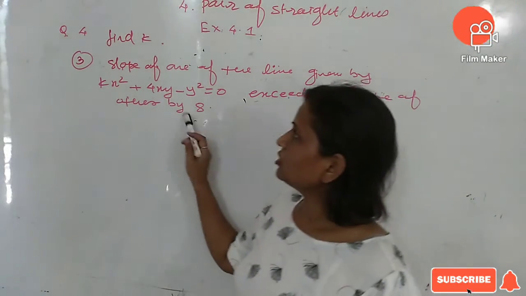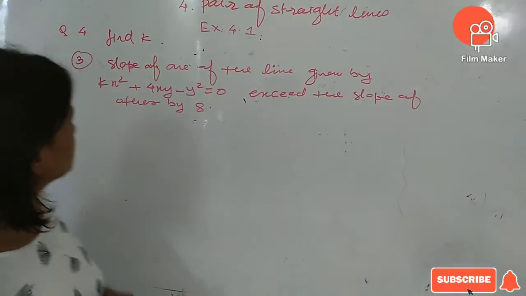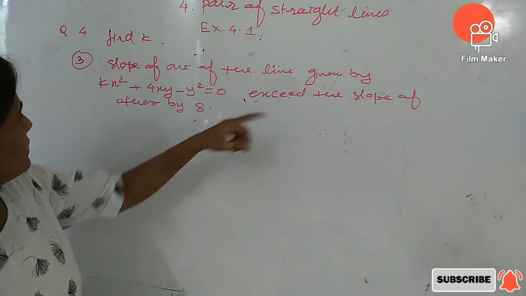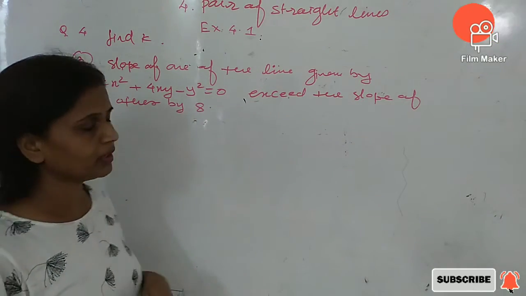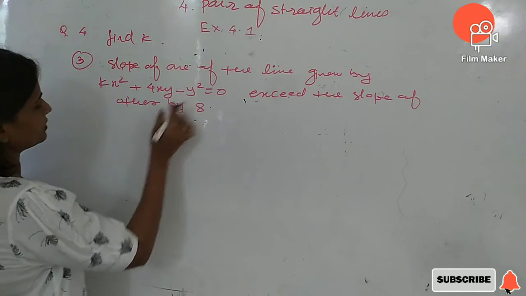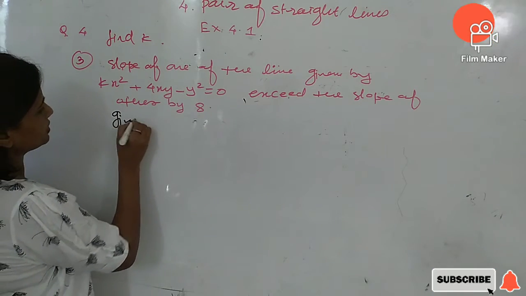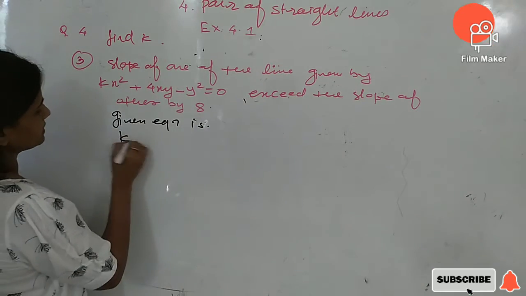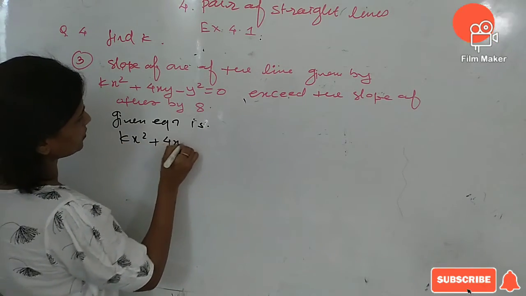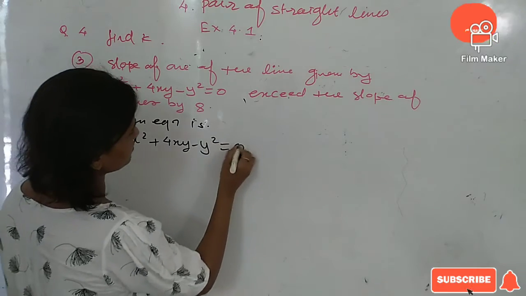So this is question number 3 from question number 4, and the question is: slope of one of the lines given by this equation exceeds the slope of the other by 8. So again, start from the given equation, and the given equation is kx square plus 4xy minus y square is equal to 0.